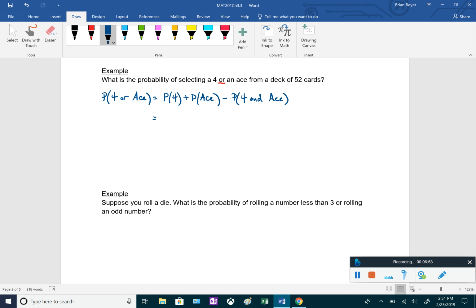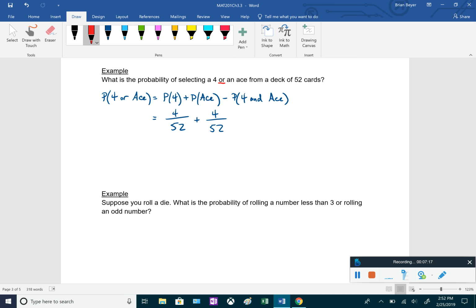Okay, so first one, probability of a 4. There are 4 4s, so it's 4 out of 52 total cards. The probability of selecting an ace: there are 4 aces, so that's also 4 out of 52. Minus the probability of a 4 and an ace.